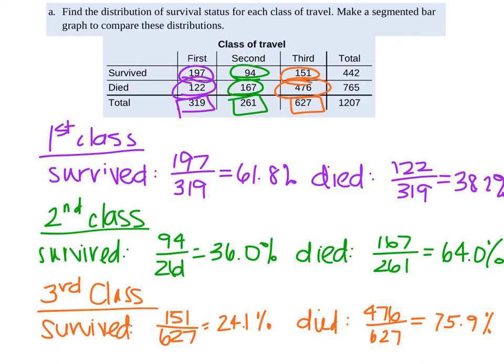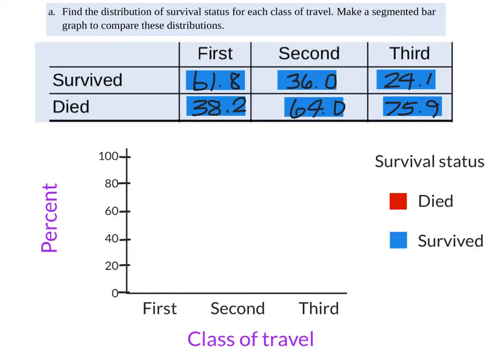So for the second class, we've got 261 total second class, 94 out of 261 survived, and 167 out of that 261 did not. So that's 36 and 64% respectively. Same process for the third class, 24% survived, almost 76% did not. So if you want to think about that in terms of a new kind of table here, we've got the percentage that survived in each class and the percentage that died in each class.